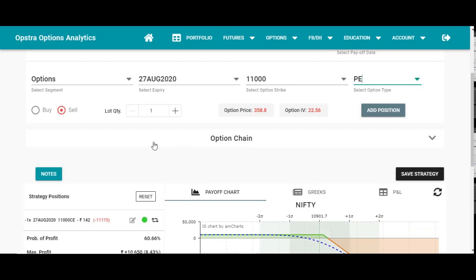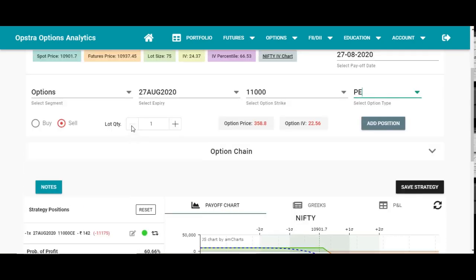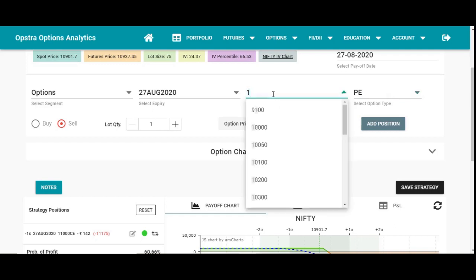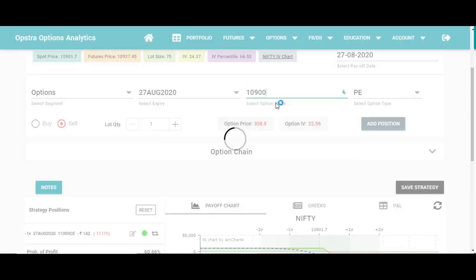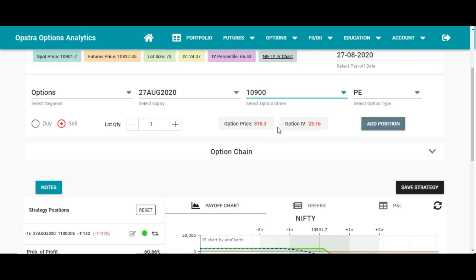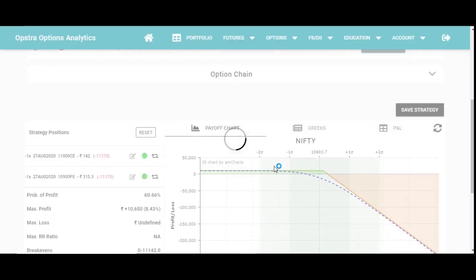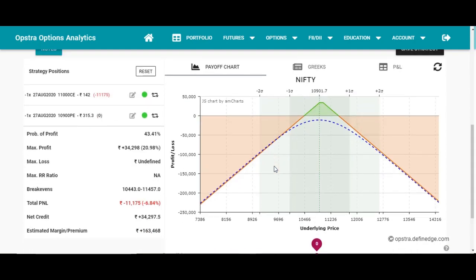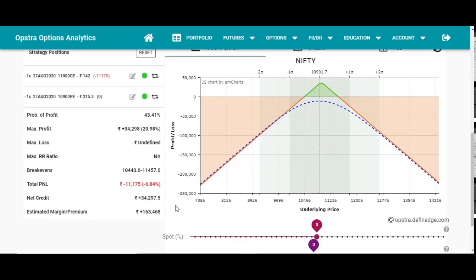I'll be showing you guys the 10,900 put option, which is trading at the point of 315. So this is the position now. Here you can see that initially we had our upside break even of 11,142 and now we have moved our break even to 11,457. So we have moved around 300 points on the upside.